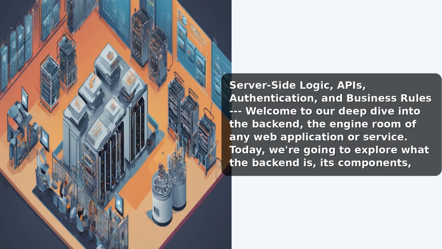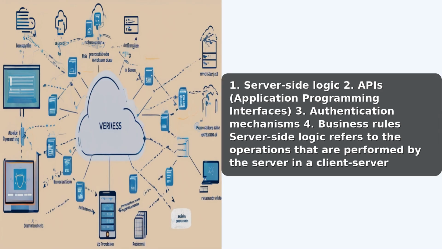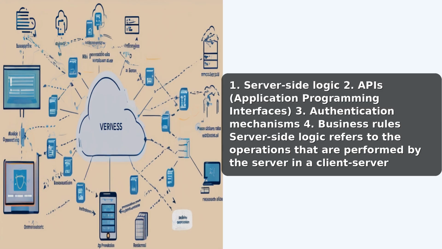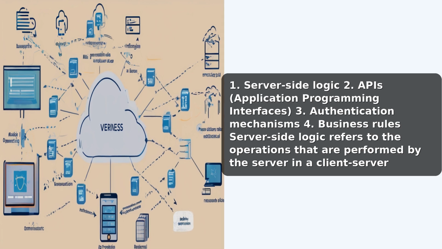The backend comprises several key components. 1. Server-side logic. 2. APIs. 3. Authentication mechanisms. 4. Business rules. Server-side logic refers to the operations that are performed by the server in a client-server architecture. This includes processing data sent from the client, interacting with databases to store or retrieve information, and making decisions based on the business rules of the application.